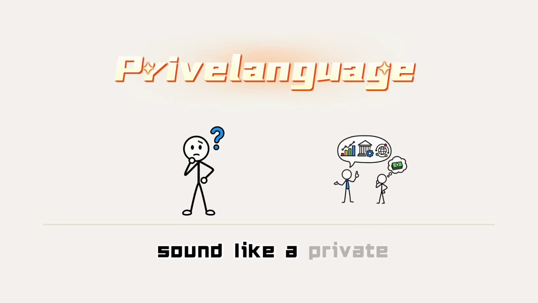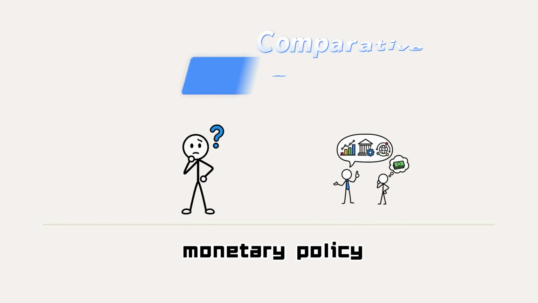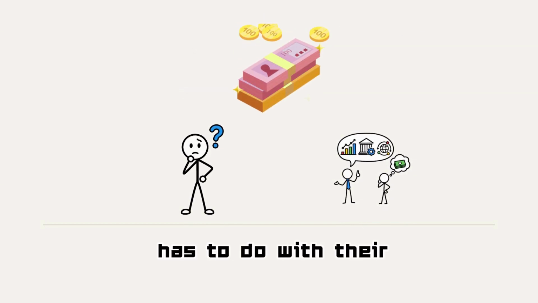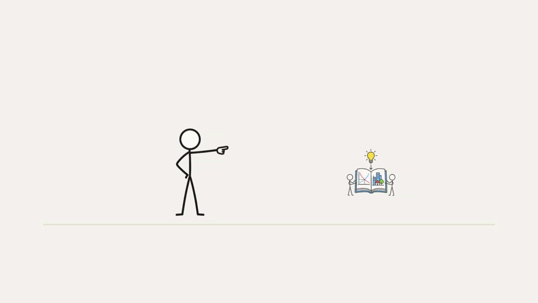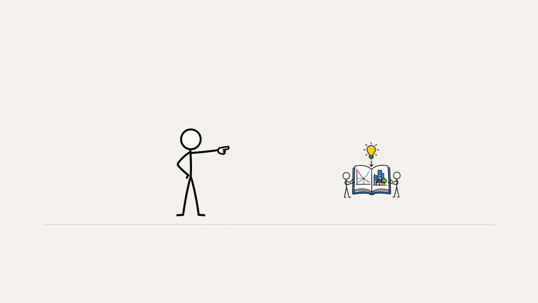Economics can sound like a private language. Experts say CPI, monetary policy, and comparative advantage, while most people wonder what it has to do with their paycheck. Quite a lot, and one classic textbook makes the logic clear.